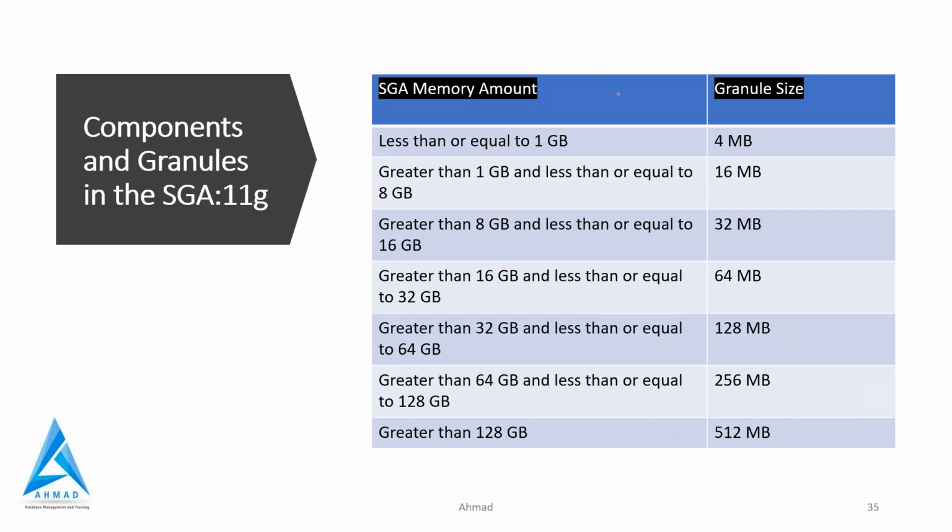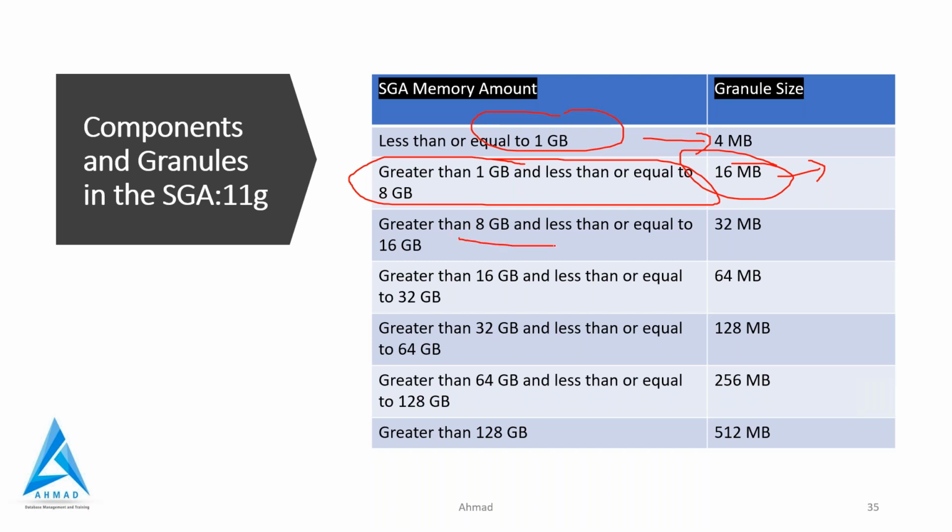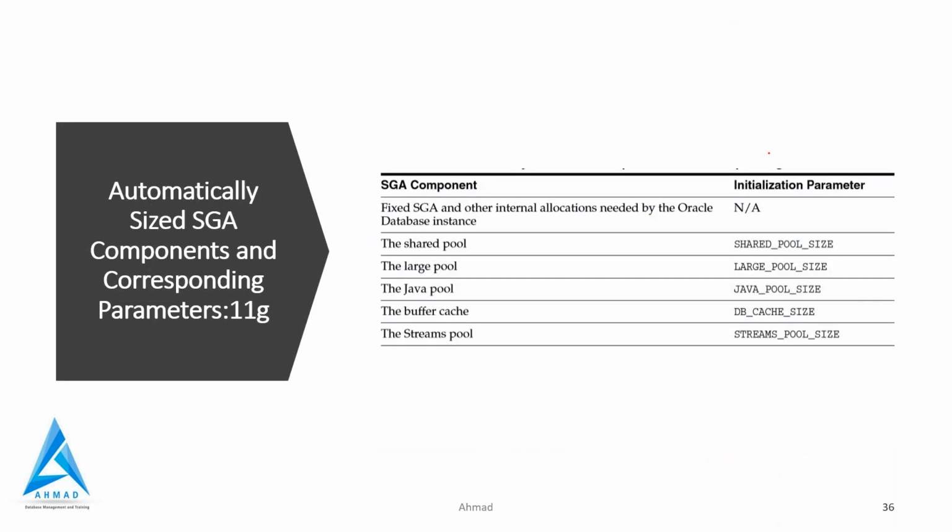Now, this is the granule chart. When your SGA size is less than or equal to 1 GB, then it is 4 MB. When your SGA size is 1 GB and up to 8 GB, then it is 16 MB. So basically, right now 16 MB is there. And if you have 8 GB, then 32. If you have 16, then 64, like that. If you have more than 128 GB SGA, then your granule size becomes 512 MB. So whenever you are allocating the memory components, it will allocate in multiples of 512 MB. So this is the component chart of your database.